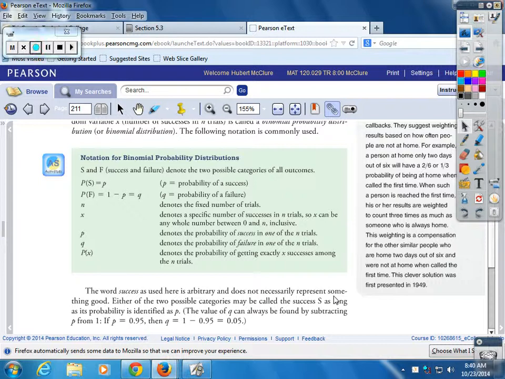And P of X denotes the probability of getting exactly X successes among the N trials. We'll talk about that when we talk about our first example. So write those down and make a note that you need to highlight that, because especially those first two, you're going to be dealing with these first two for the next couple of chapters, especially chapter 5 and 7.